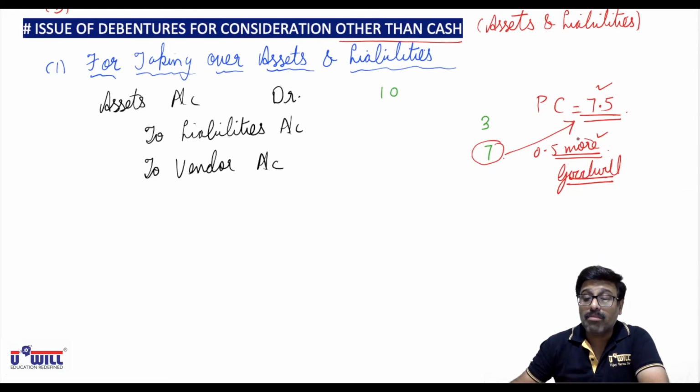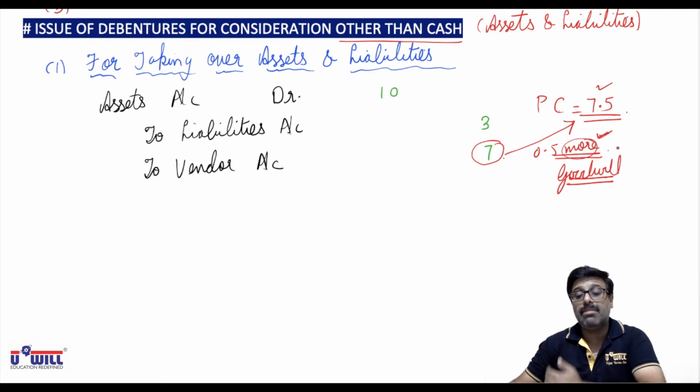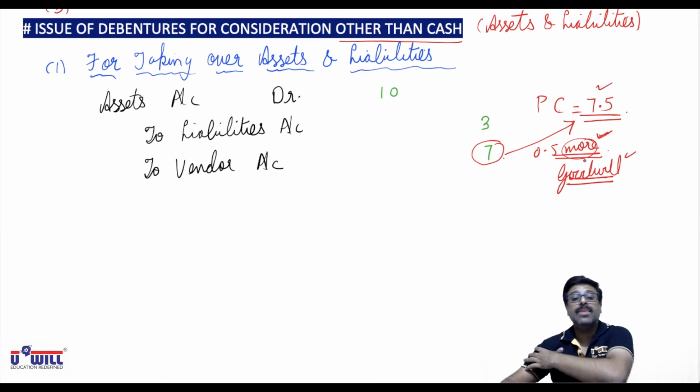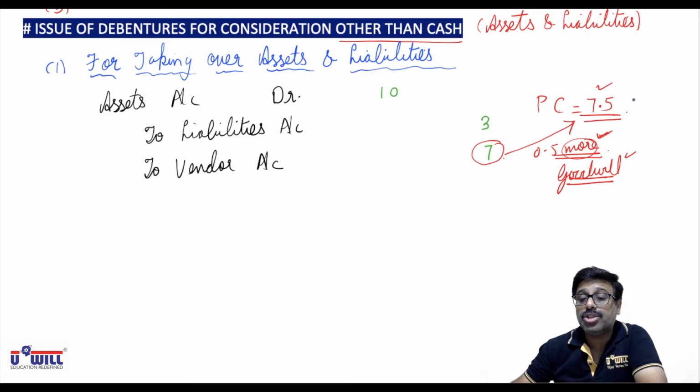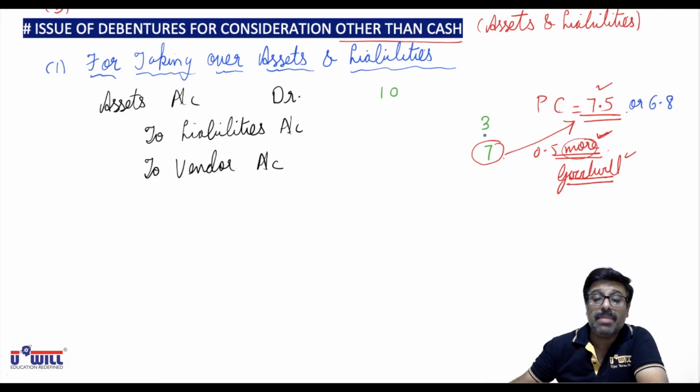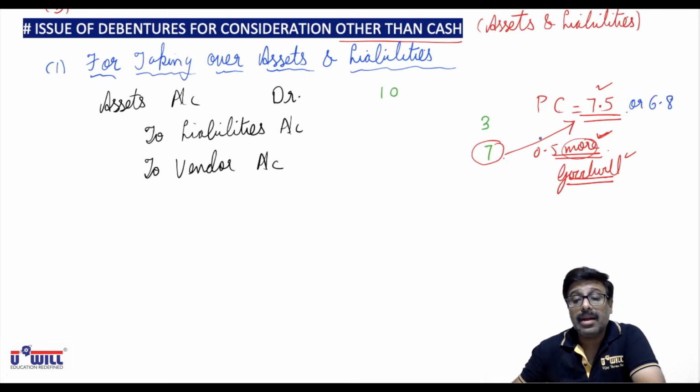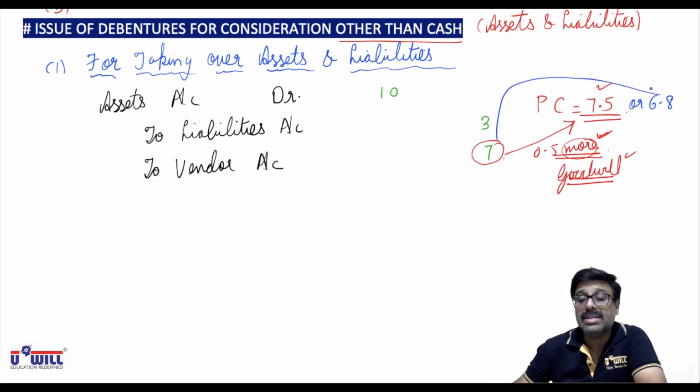So if you are paying more than the net assets, if your purchase consideration is more than the net assets, net assets means assets minus liabilities, 10 minus 3, 7 lakhs, then that excess amount you will debit to goodwill account. Now let us say that suppose you pay a purchase consideration of 6.8 lakhs. Now here you are paying 20,000 less. Against 7 lakhs you are paying 6 lakh 80,000, means you are paying 20,000 less.